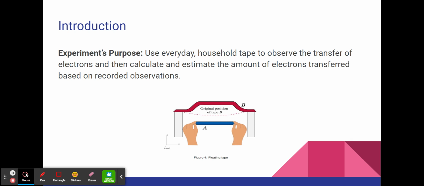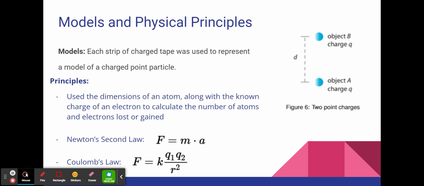The entire purpose of this lab was to use everyday household tape and observe the transfer of electrons, and then calculate and estimate the amount of electrons transferred based on the recorded observations between the two tapes. As shown in Figure 4, the two tapes, one eventually floated above the other because of like forces, or like charges repelling. The models in this lab were that each strip of charge tape was used to represent a point particle, as seen over here to the right.